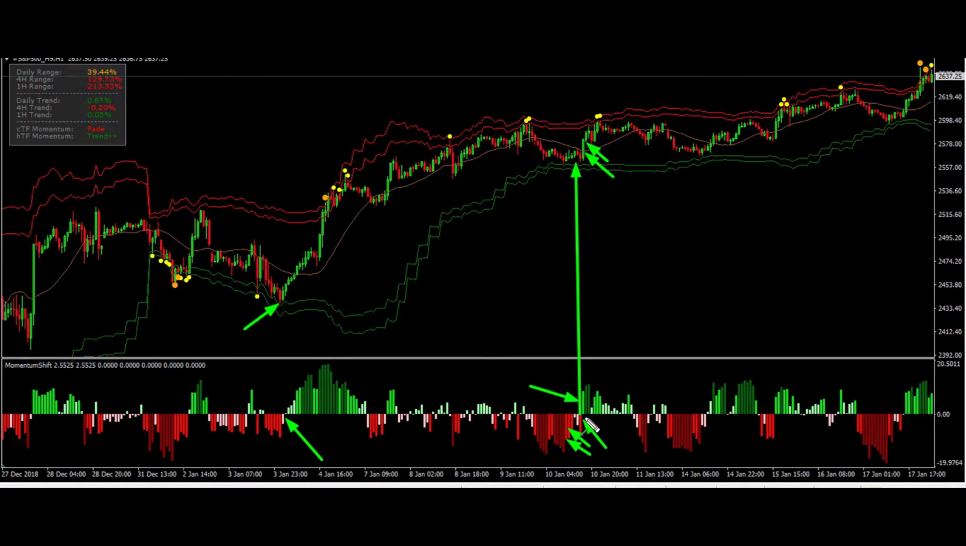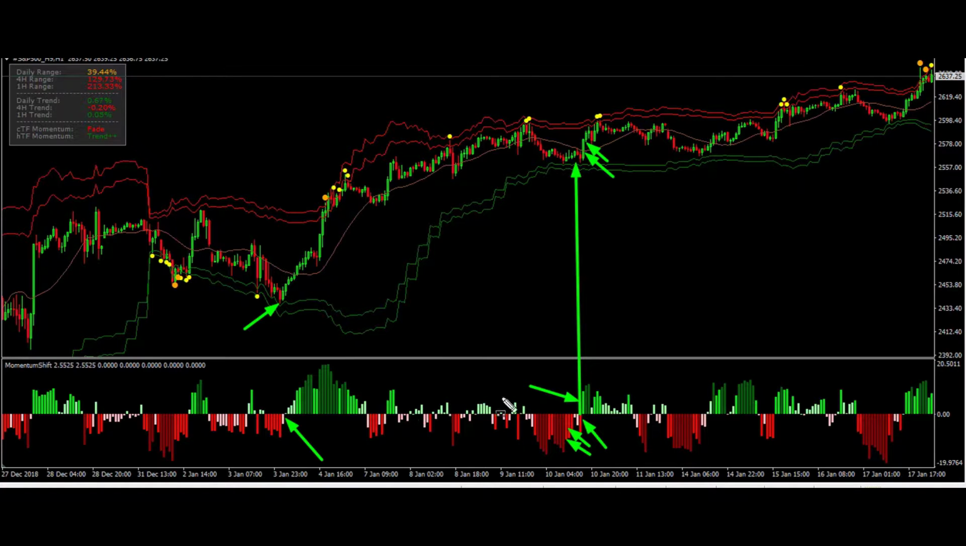So whenever the bars here tip away from either above or below the zero line, this is going to be a very good indication of the market potentially changing momentum, changing gears, or changing the market rhythm.